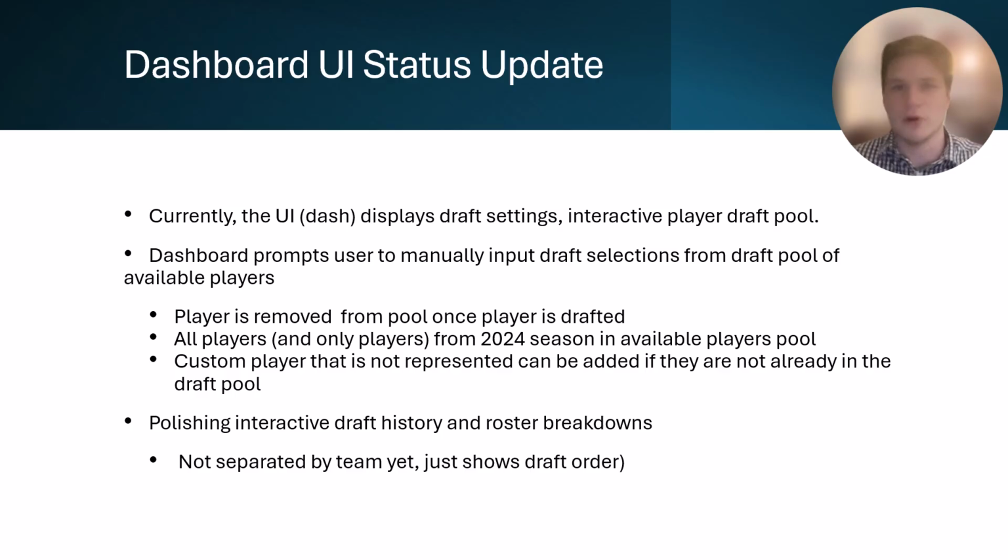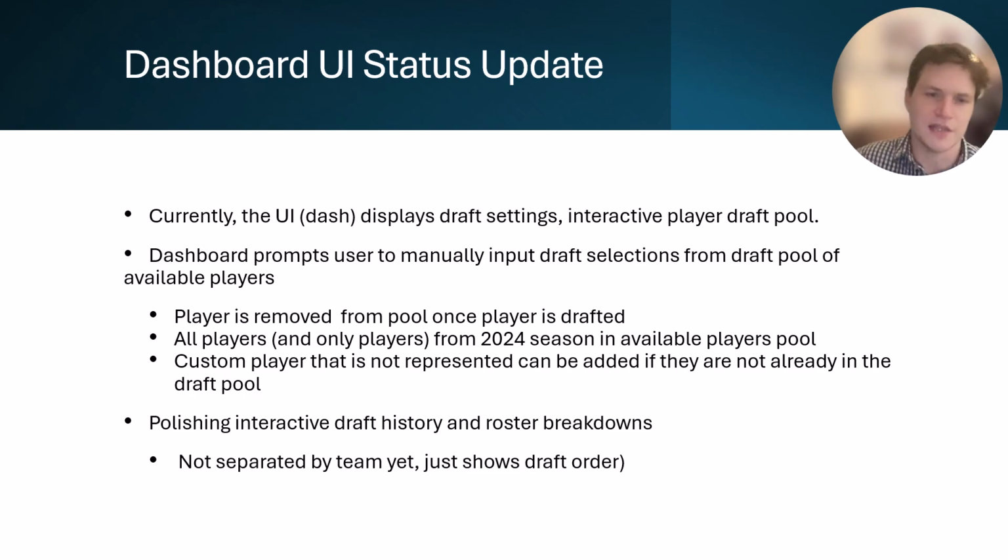Speaking of our dashboard UI, we'll also be giving a status update on that here as well. So currently the UI, which is in Dash, displays draft settings and an interactive player draft pool that you can see all of the players available. The dashboard prompts the user to input draft selections as they happen from that draft pool of available players. So that player gets removed, so it's only players available to you that haven't been drafted, and only players from the 2024 season, so any and all players from that season, are available in the player pool. You can also add a custom player that is not represented if they're not already in the draft pool, just in case something strange happens and you accidentally pick the wrong person.